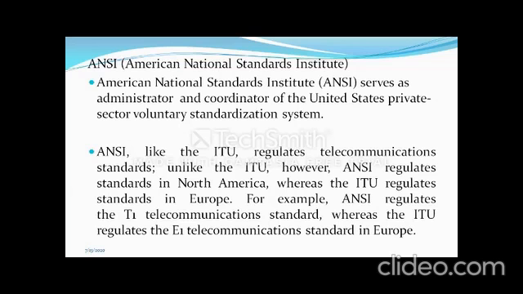ANSI regulates the T1 telecommunication standard, while ITU regulates the E1 telecommunication standard. ANSI for T1, ITU for E1. That differs the number of channels in which the data will be transmitted. Normally for E1 it is 32 channels, for T1 it is 24 or so.